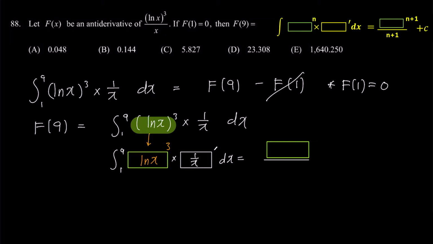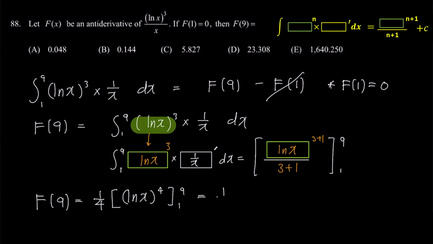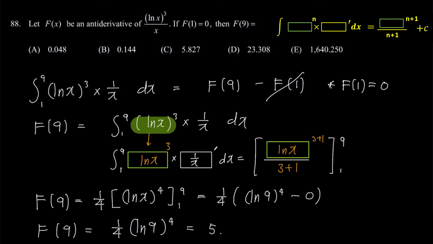Now let's put ln x in the right green box with the exponent and denominator set to 3 plus 1. Substituting 9 and 1 into the simplified expression gives 1/4 times ln 9 to the power of 4, and using a calculator we get the answer of 5.826903. Therefore, the answer is C.